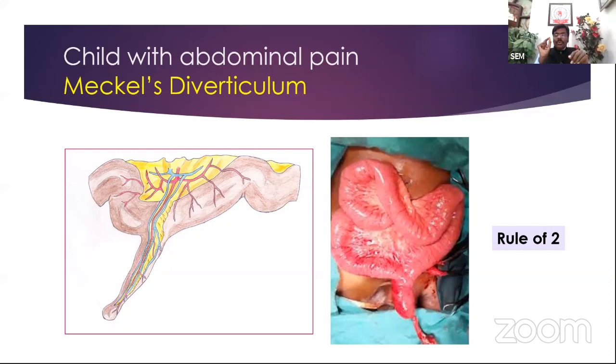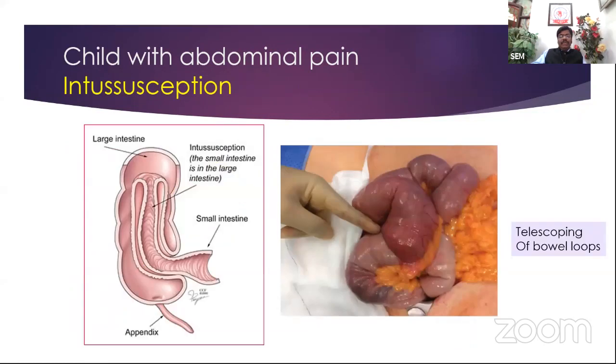And the rule of two, all of you know: it is usually present 2 feet away from the ileocecal junction, normally about 2 inches in length, present in 2% of individuals. Rarely, some can have ectopic gastric mucosa, creating a peptic ulcer in the Meckel's diverticulum, presenting as GI bleeding. That is a rare thing. But Meckel's diverticulum is very common in children. 2% is quite a significant number.